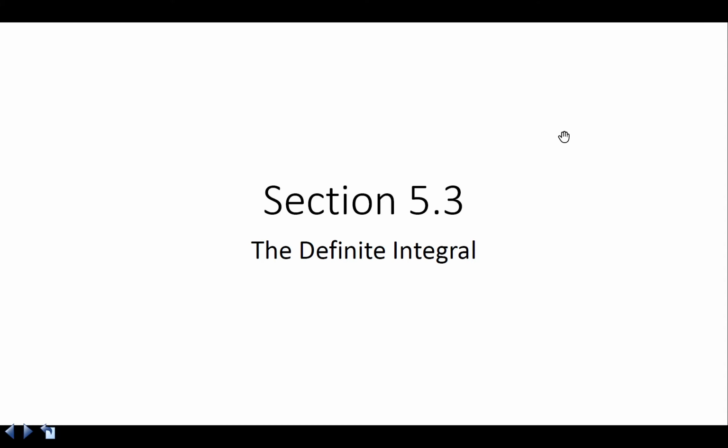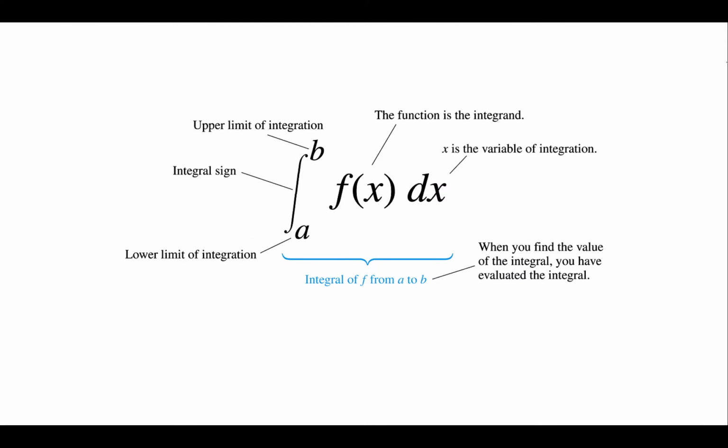Section 5.3, the definite integral. If you want to find the integration of any function f of x, where your variable is x, this is the notation we are going to use for integration. But if it's a definite integral, it means you want to find this integration from one fixed point to another fixed point. So this is the notation for definite integration.